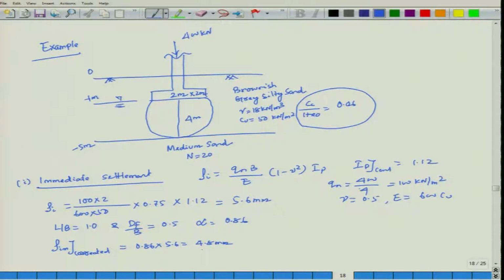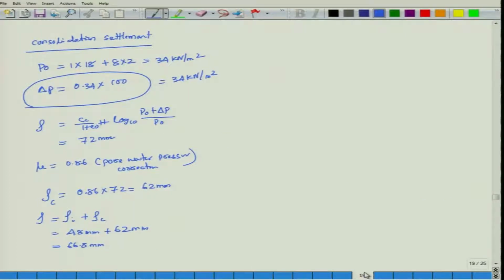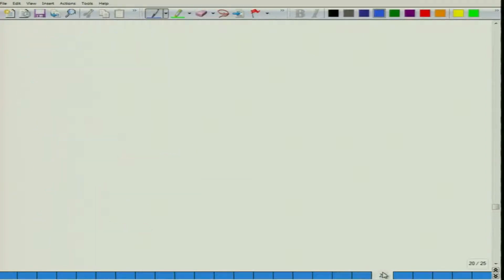So, immediate settlement comes out to be 4.8 mm and consolidation settlement comes out to be, after correction, 62 mm. Total settlement is your 66.8 mm. Now, next is, by means of stress path, how to calculate your settlement.